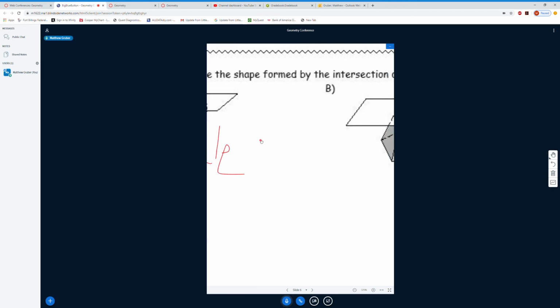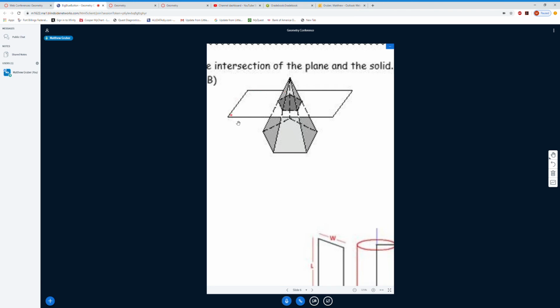All right. What if I have this pyramid and I take a cross section? What shape is formed? Well, how many sides does it have? 1, 2, 3, 4, 5. What shape has 5 sides? That is a pentagon.